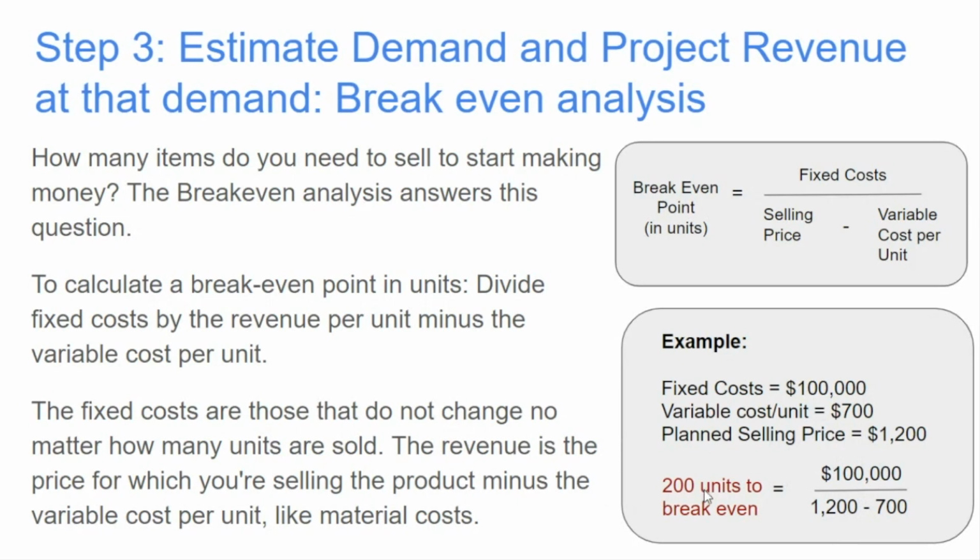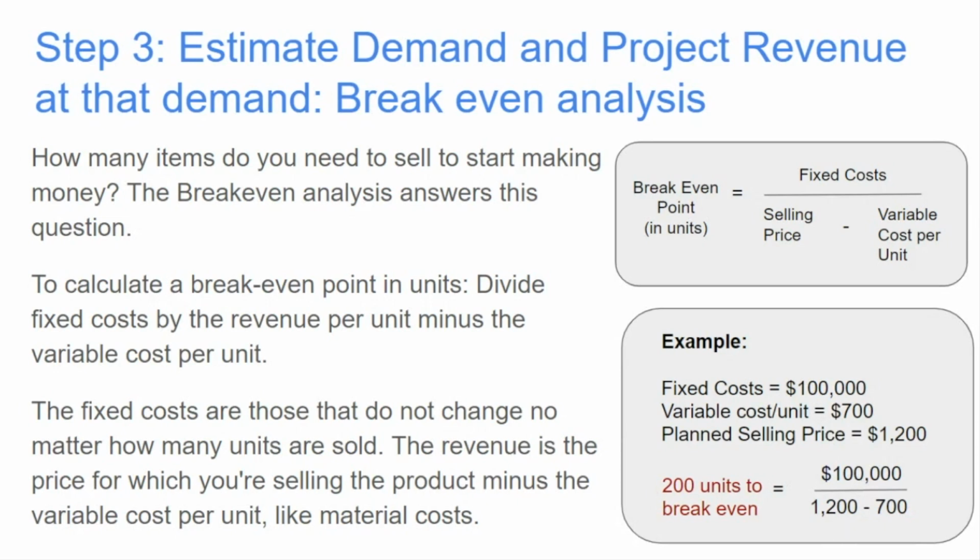When we sell 201 units, we're going to have this all covered off. 201 units is going to create $500 profit. 202 units is going to create another $500 profit. As we keep going, each additional unit above the break-even will contribute an amount of profit.